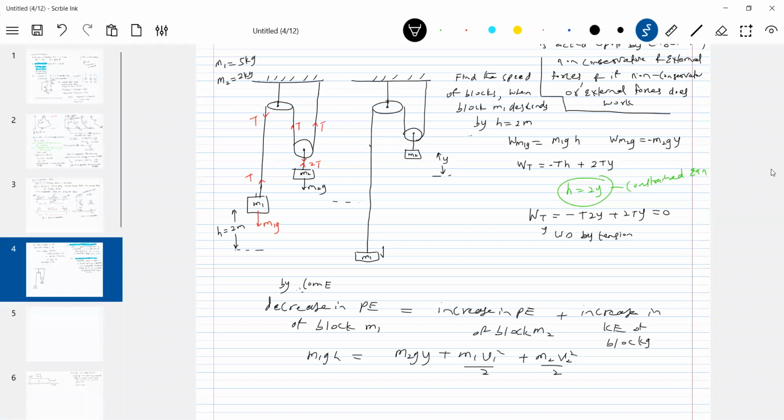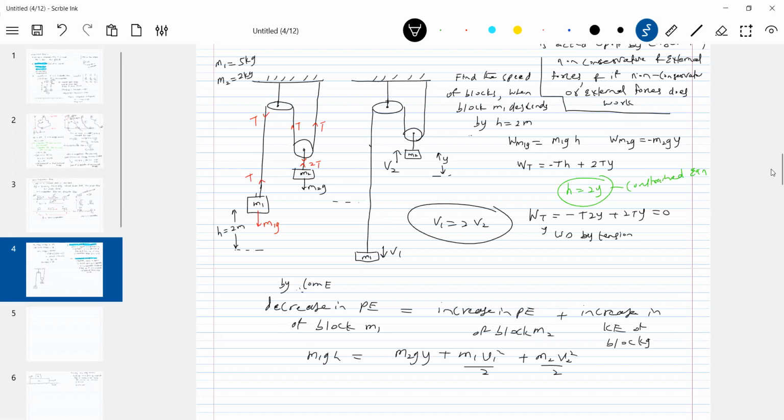What is the velocity of this block? V1. Any constraint equation again? V1 equal to 2V2. How many unknowns are there? V1, V2 and Y. H equal to 2Y, you can eliminate that. V1 equal to 2V2. Then you get the speed of the blocks.